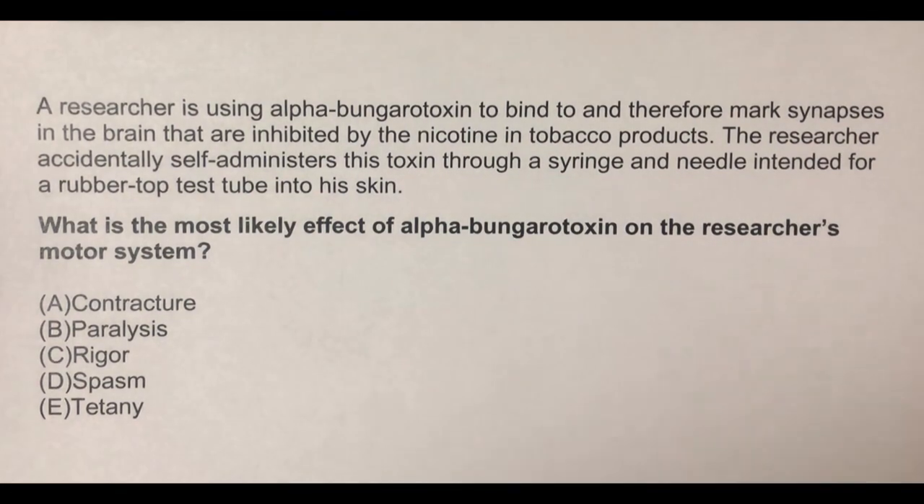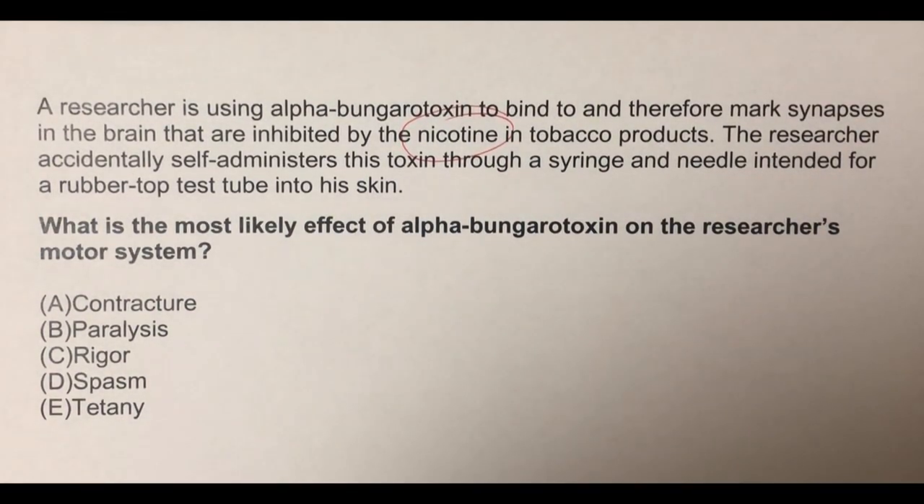Well, let's look at the clinical vignette, and it seems that the clinical vignette is telling us that nicotine is what the alpha-bungarotoxin is doing something to: nicotinic receptors, or receptors for nicotine. What does it do? Well, alpha-bungarotoxin is a toxin from snakes that inhibits or blocks nicotinic acetylcholine receptors.